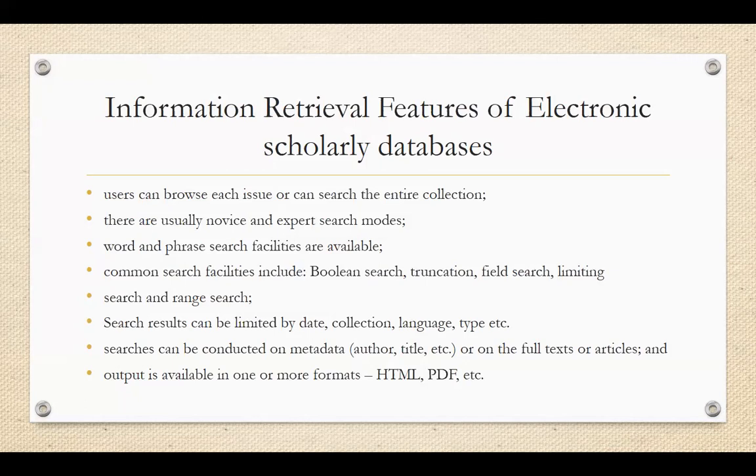The difference between OPACs and scholarly databases is that in OPACs we only search on the metadata, but in scholarly databases we can also search on full text. But you should always remember that searching full text gives a lot of recall, which means it gives a lot of results, and a lot of irrelevant results. So usually the databases do not search in the full text, but only in the metadata, so that precise results will be displayed.